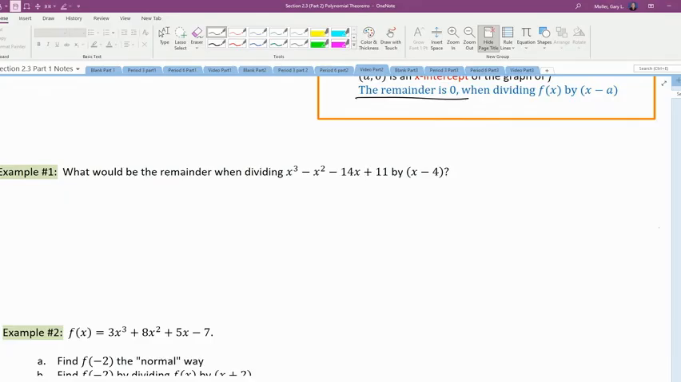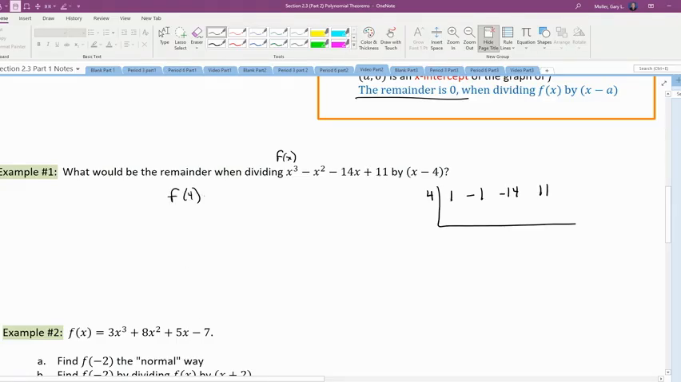Well, there's two ways to do it. I probably should have labeled this as f of x. So one way to do this is we could find the answer. We could do synthetic division, x cubed, synthetic division, 1, negative 1, negative 14, and 11. And I would use a 4 here, right? The opposite, if I'm dividing by x minus 4, we use positive 4. So I could do that, or I could do f of 4, which would be 4 cubed minus 4 squared minus 14 times 4 plus 11.